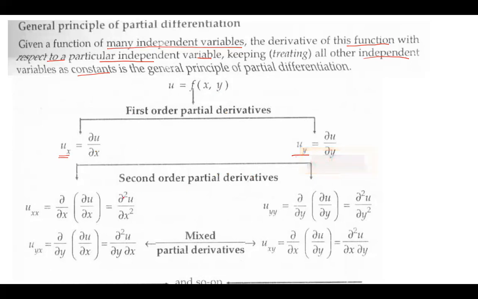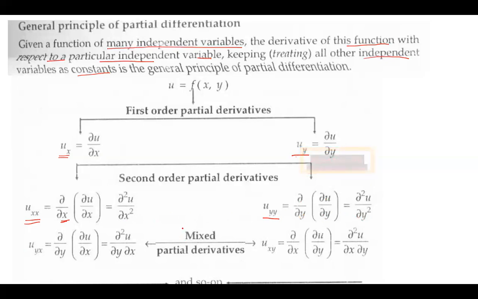Under second order partial derivatives, if we differentiate ∂u/∂x partially with respect to x, we get ∂²u/∂x². That's a second order partial derivative of u with respect to x, and it can also be represented as uxx. Similarly, for y, when we differentiate ∂u/∂y with respect to y partially again, we get ∂²u/∂y².